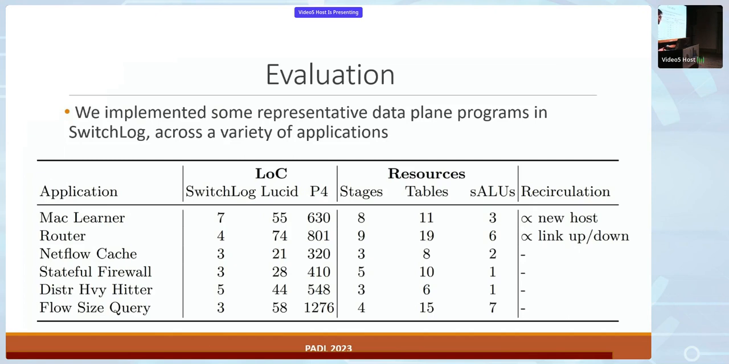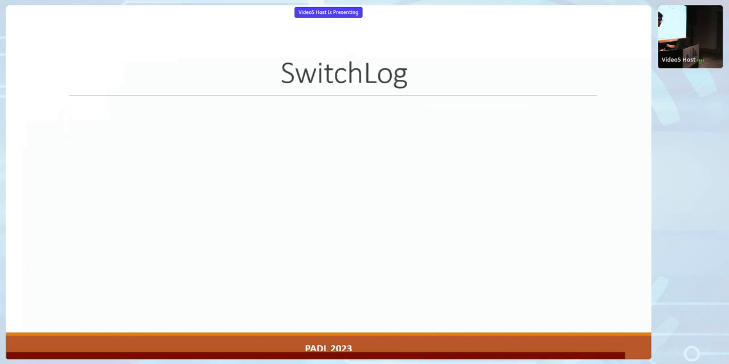And as for recirculation, which is the key metric, as you can see, the 4 telemetry operations don't even require any recirculation, whereas the Mac learner and router do require recirculation, and this is proportional to changes in network topology. So in some senses, this is unavoidable. Even a handwritten P4 program might employ recirculation in these cases.